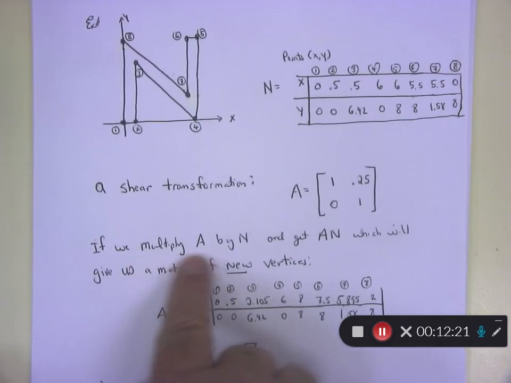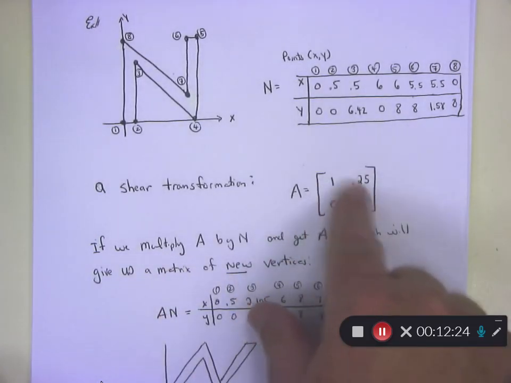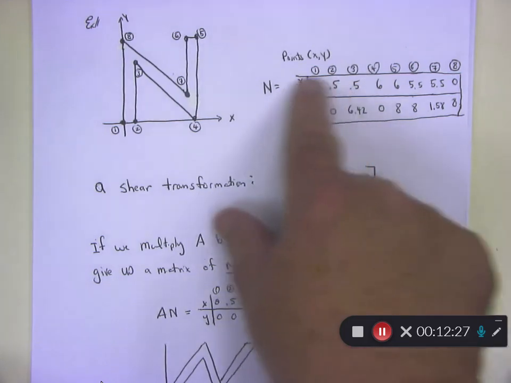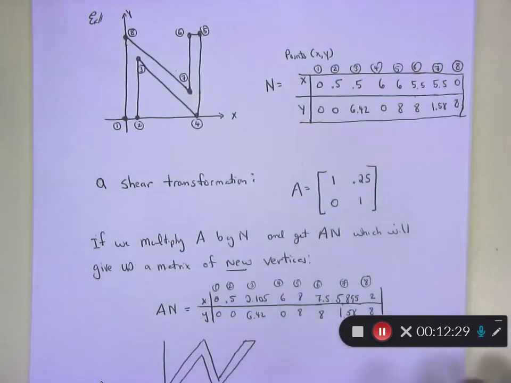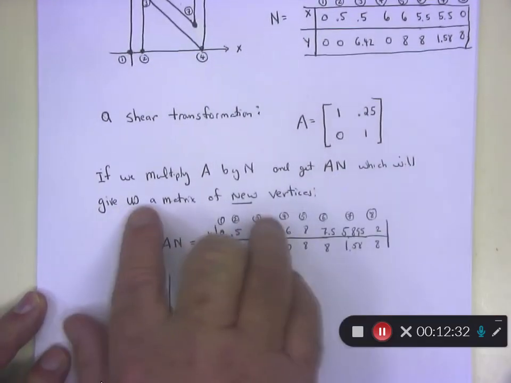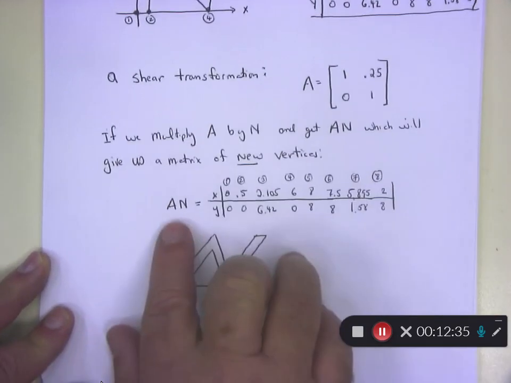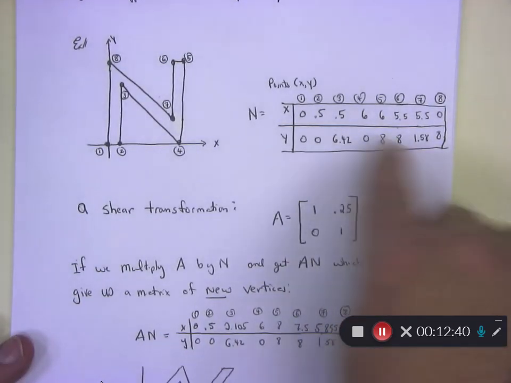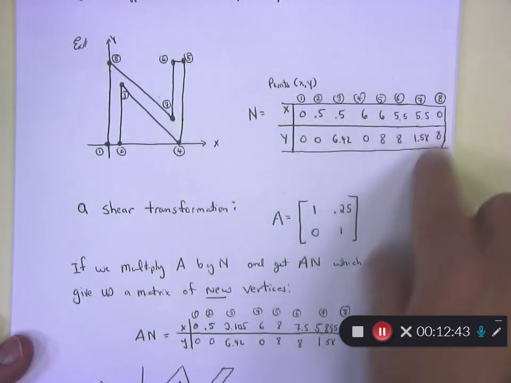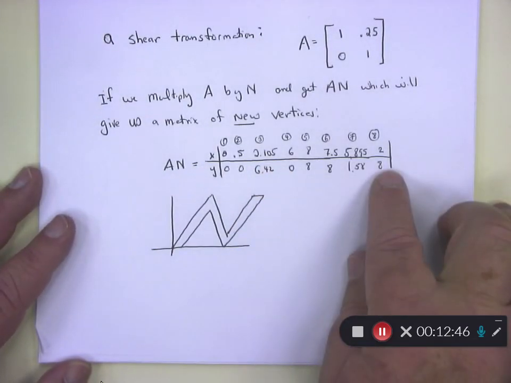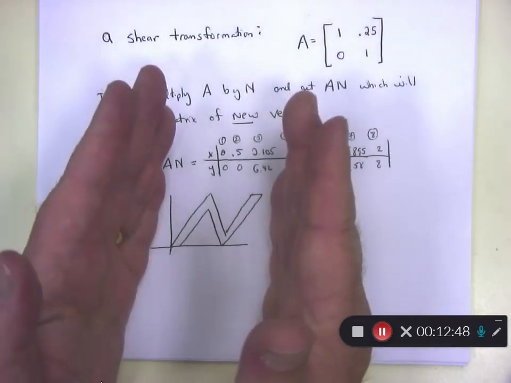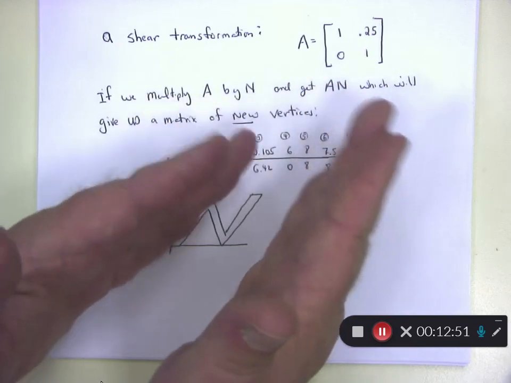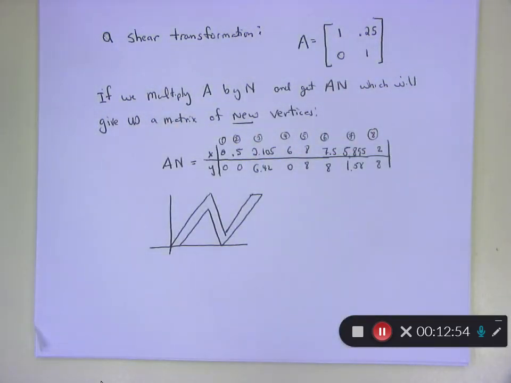If we multiply A, the shear transformation, by N, where the points are, N representing the N, we get AN, which gives us a matrix of new vertices. I went ahead and did this for you: A times N. A is 2 by 2, N is 2 by 8, right? So we get AN, which is a 2 by 8 matrix. It actually shears this N, so it looks more like a cursive N. Again, this section is called applications to computer graphics.